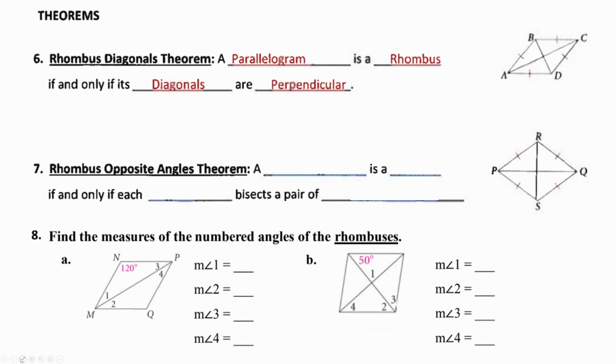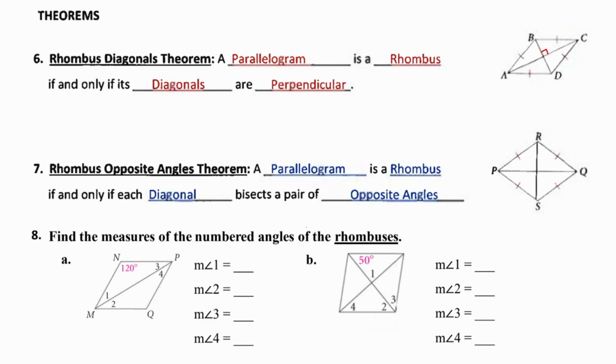So when we look at the diagonals of our rhombus, let me grab my pen here. One of the diagonals here is BD, the other one is AC. They will be not congruent, they will be perpendicular to one another. So we have this feature of the diagonals being perpendicular.